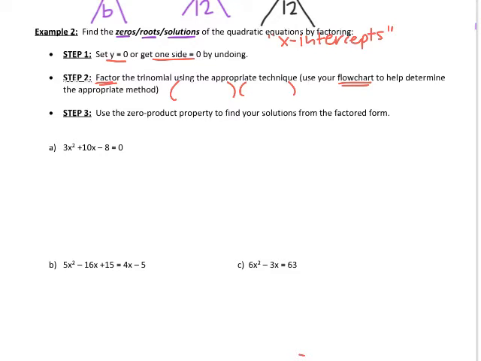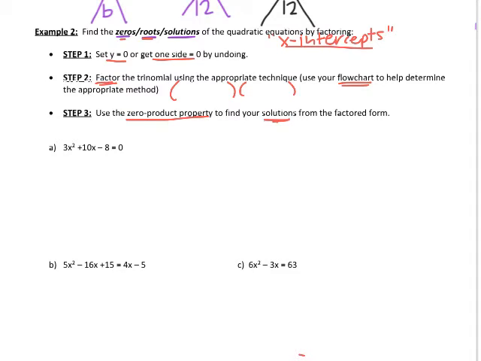Then step 3 is to set each of the binomials equal to 0 to find the solutions. Another word for solution is zero. Another word for solution is root. Or you could call them x-intercepts. So all of those words can be used interchangeably.